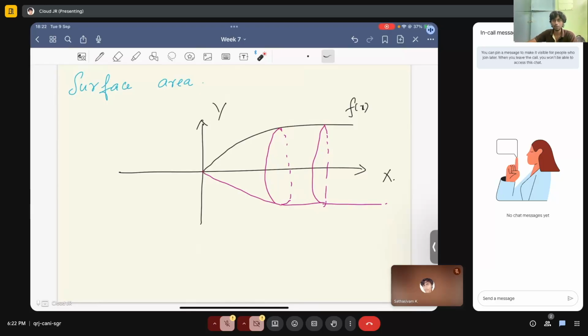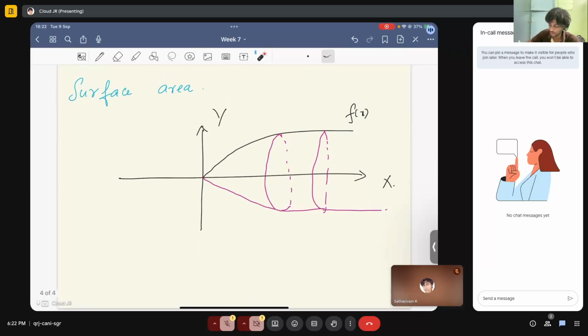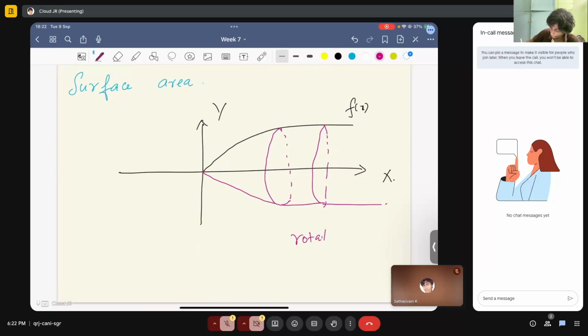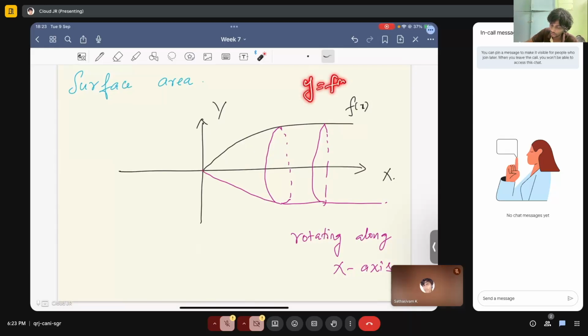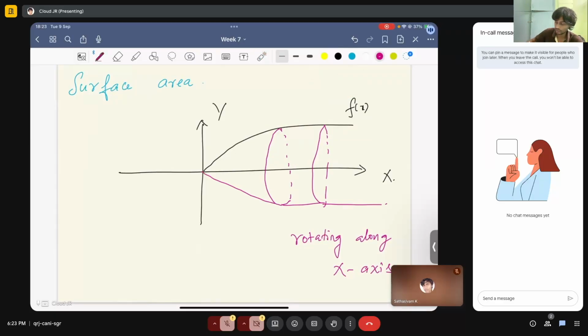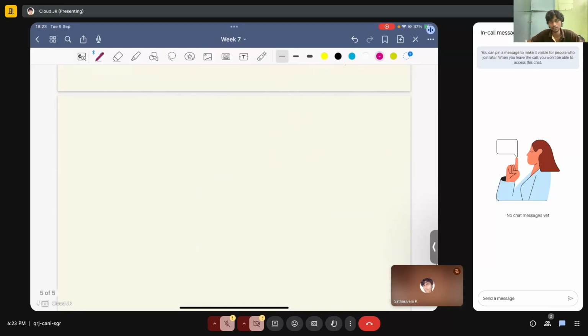Now you want to find the surface area of this particular object here. I'm rotating along the x-axis. Similarly, I can rotate along the y-axis also, but there the formula is kind of the same. Basically, here the function is y equal to f of x, and there you write the function as x equal to f of y, and then you can do the same thing. So let's write the formula here, which was also done in class.